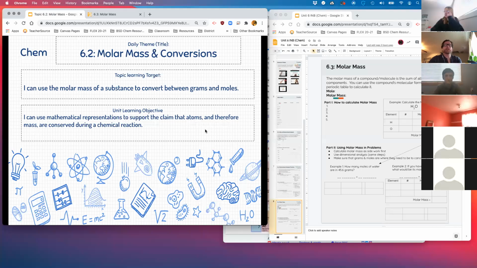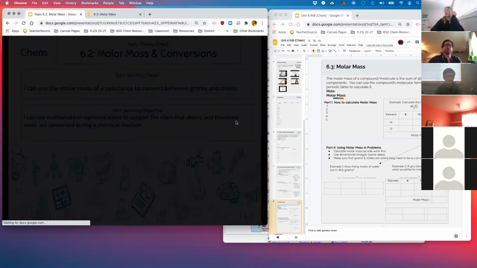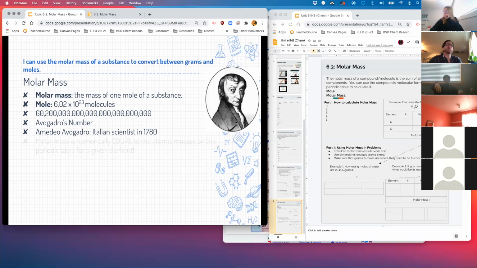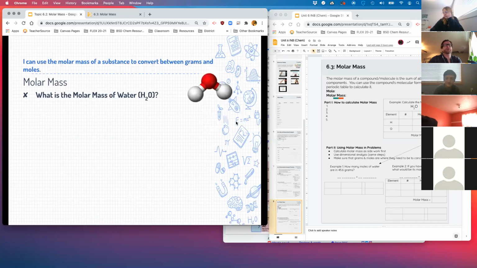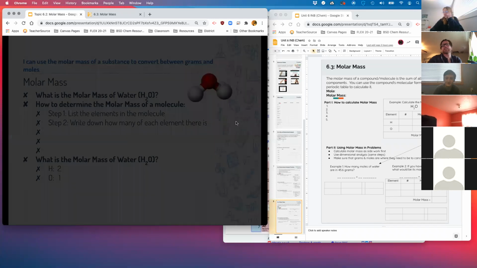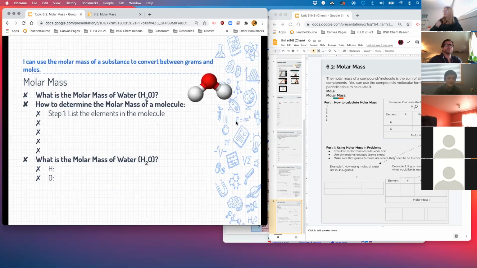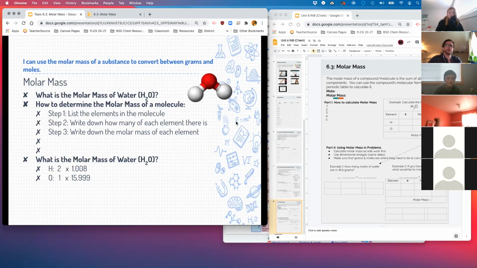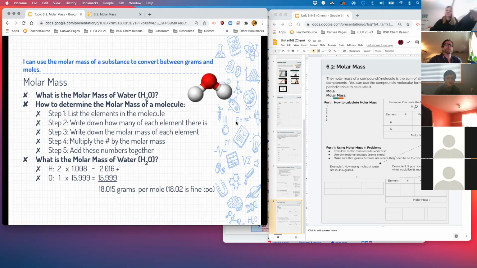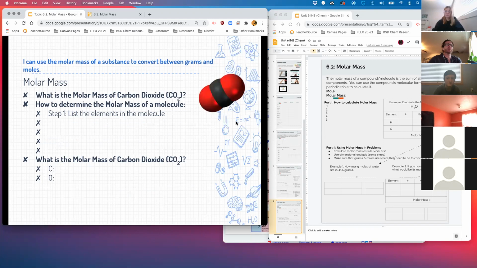All right. So last class, we talked all about calculating molar mass. We also talked about what a mole is. But with molar mass, the basic setup is you first list the elements that are in the molecule, list how many there are of each, look up their atomic masses on the periodic table, multiply them, and then add them together. That's what we focused on yesterday, and it was pretty cool.